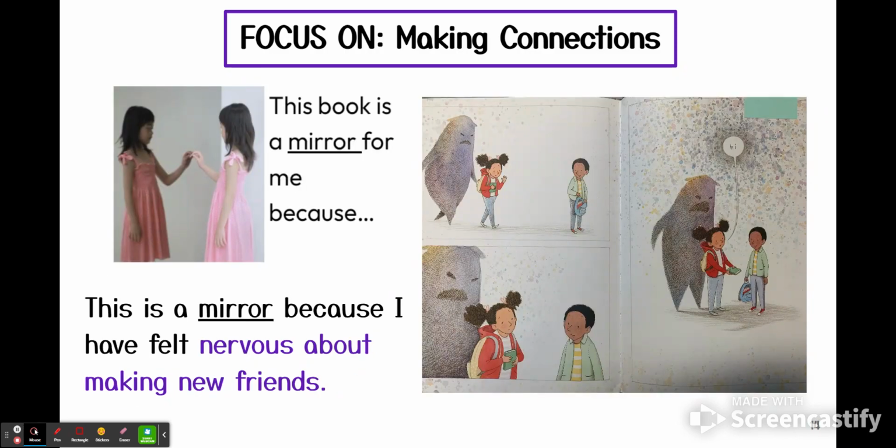Another way to make a connection to a book is to think of it as a mirror. So here's an example from a book called Brave Molly, another wordless picture book. So you might say to students, this book is a mirror for me because I see myself in this character, because I too have felt nervous about making new friends. So I know what it's like for Molly in this book. It's like looking in a mirror.